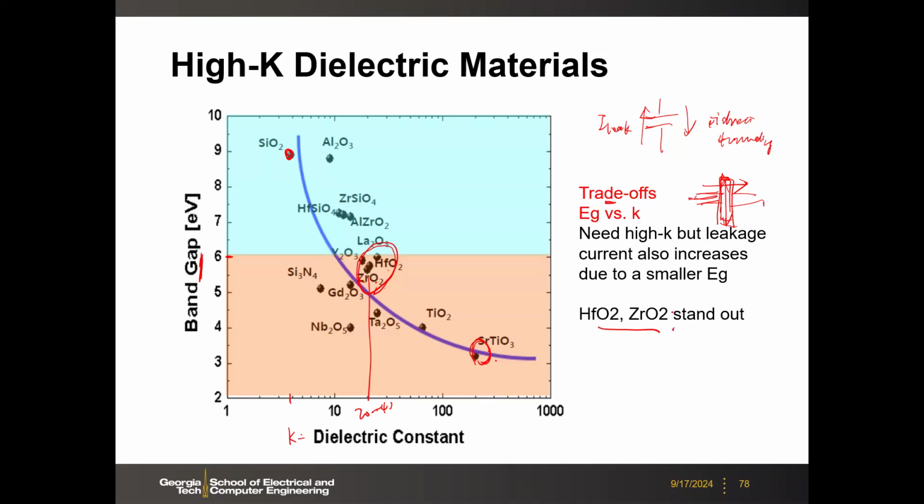That's why those two materials stand out. And that's why later, as I said, when people doped or mixed hafnium zirconium oxide together, they discovered there's ferro behavior. The ferro behavior came from the DRAM guys when they did research on the high K material. We'll talk about that later when we talk about ferroelectrics.